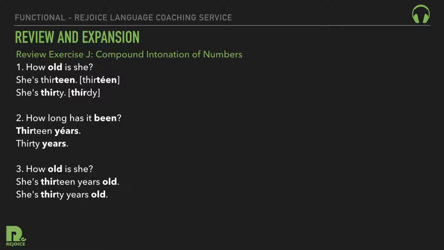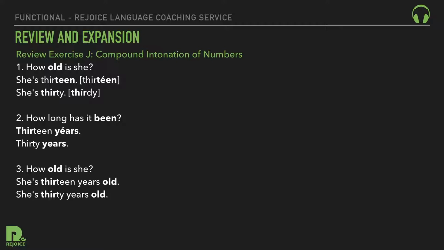Review exercise J, compound intonation of numbers. How old is she? She's 13. She's 30. How long has it been? 13 years. 30 years. How old is she? She's 13 years old. She's 30 years old.